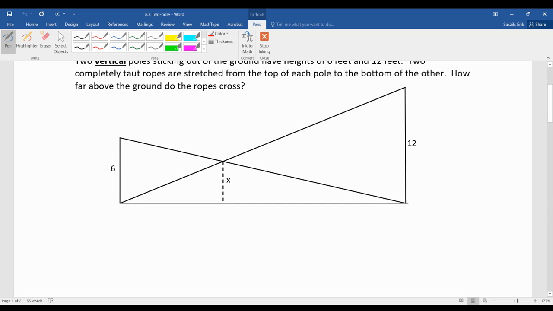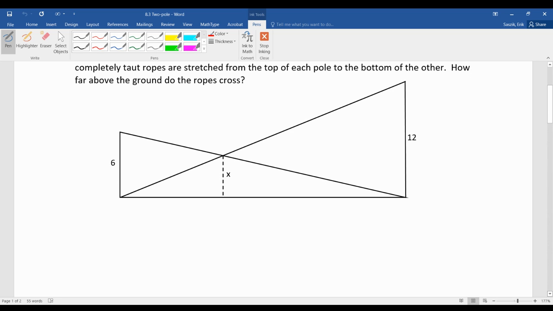All right, kids, the two-pole problem. So these two poles are constructed, they're on either end here, the 6 and the 12. And they are built correctly. They are sticking vertically up out of the ground, okay? Vertically up out of the ground.